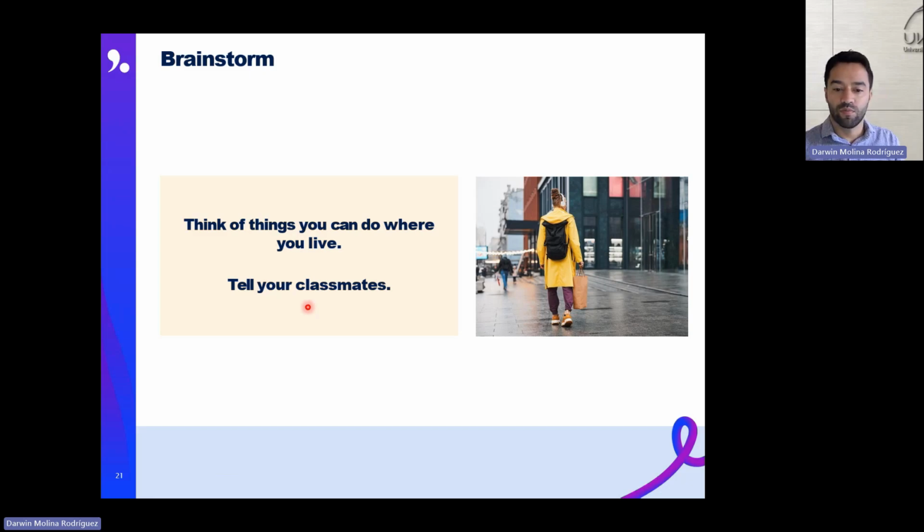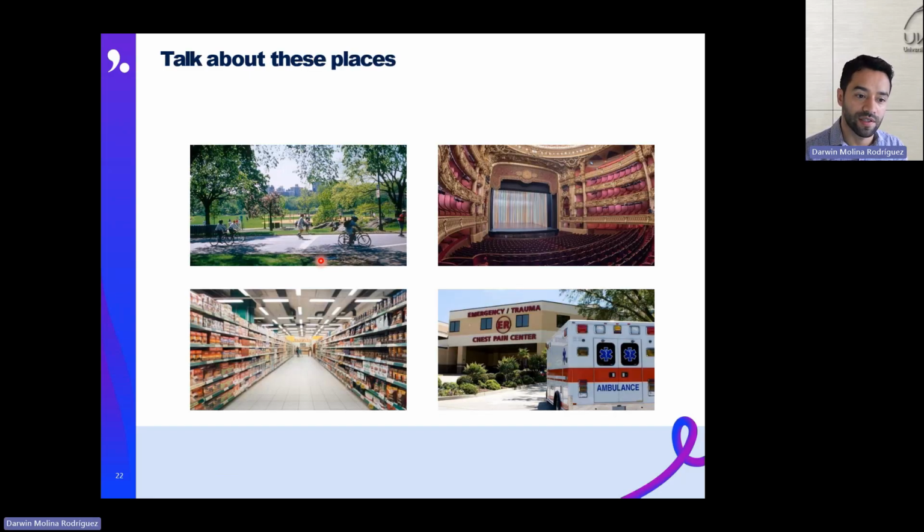Alright. Esta es una pregunta muy común que le hacen a uno, es think of things you can do where you live. Piensa en cosas que puedas hacer donde vives. Entonces piensen en actividades que se pueden hacer donde ustedes viven. Okay, in my city, you can go to the stadium and watch soccer. You can go to the theater. You can go to the park and practice sports. And you can go shopping at the mall, at the shopping center, right? So different activities and different places.